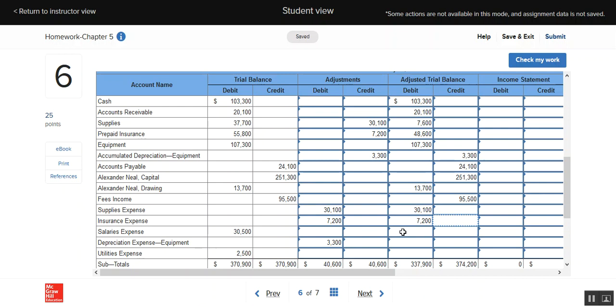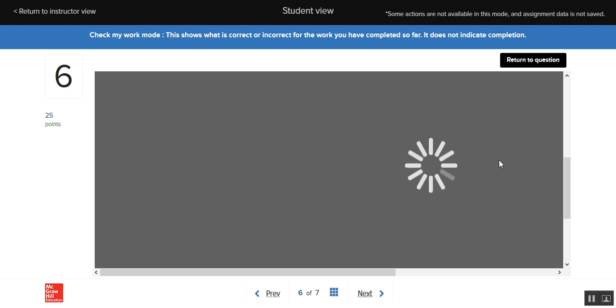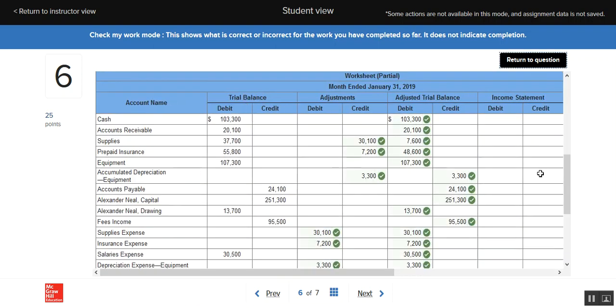Salaries expense was $30,500 debit. We didn't do anything to it, so it's still that. Depreciation, $3,300 credit. And utilities, whoops, let's see, I put that one in the wrong box as well. $3,300 debit, I'm sorry, and $2,500 debit. Phew. Can't talk straight today either.